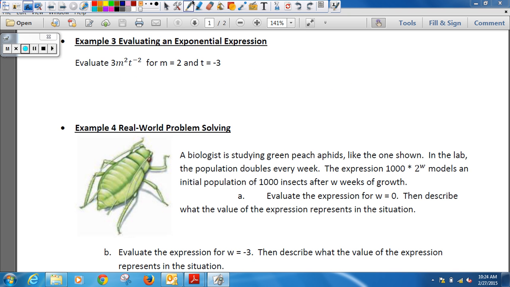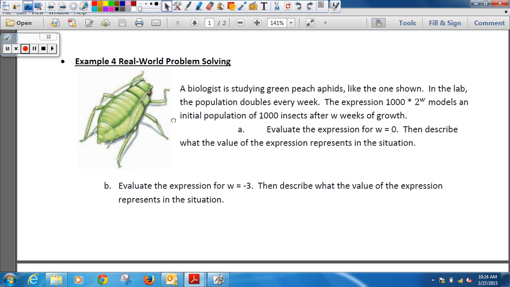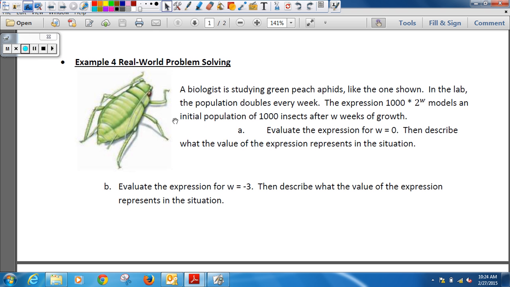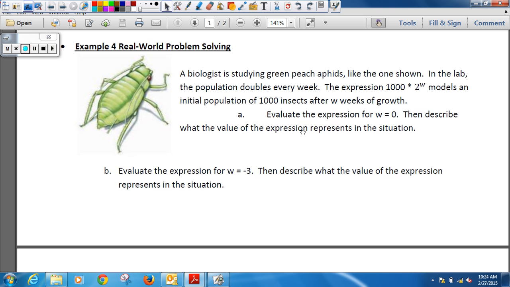Okay, our real world story problem. This section has the following. A biologist is studying green peach aphids like the one shown. In the lab, the population doubles every week. The expression 1,000 times 2 to the W models an initial population of 1,000 insects after W weeks of growth. Evaluate the expression for W equals 0. So again, evaluate means to get what it equals. So I have 1,000 times 2 to the W, but they say W equals 0. Anything to the 0th power is 1. So 1,000 times 1 is 1,000.